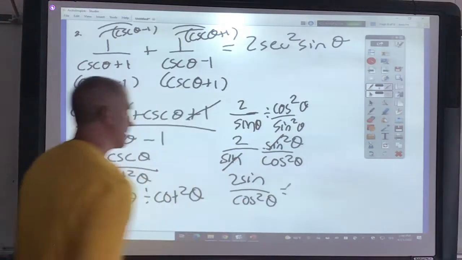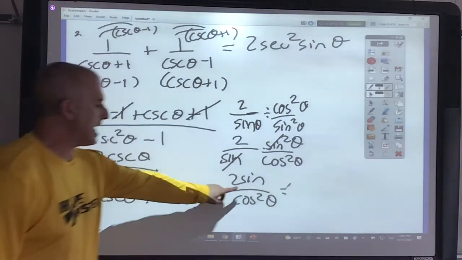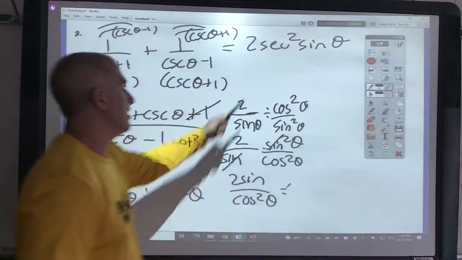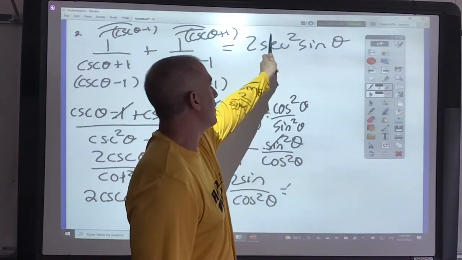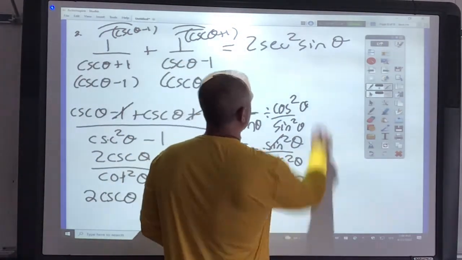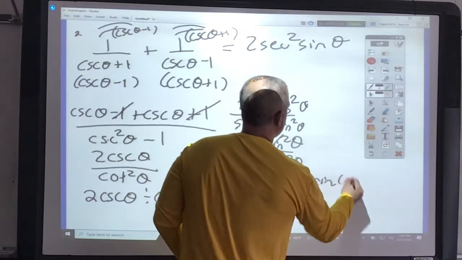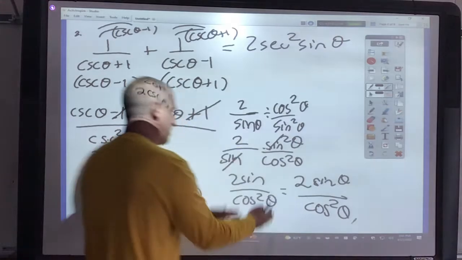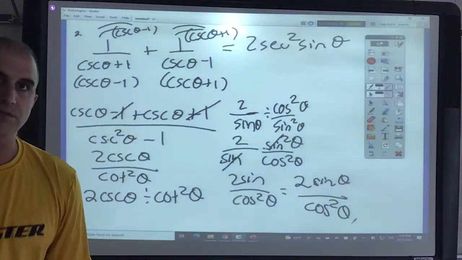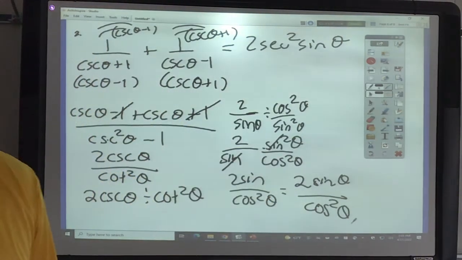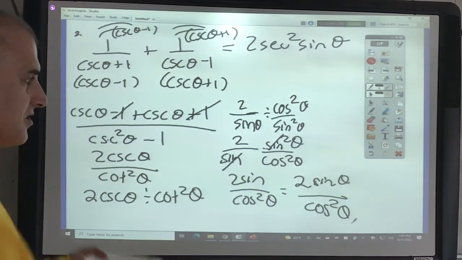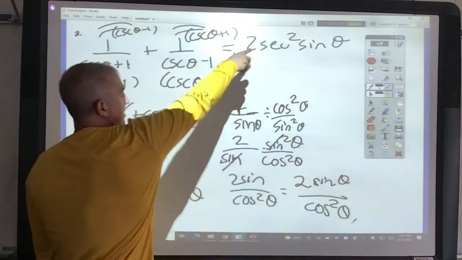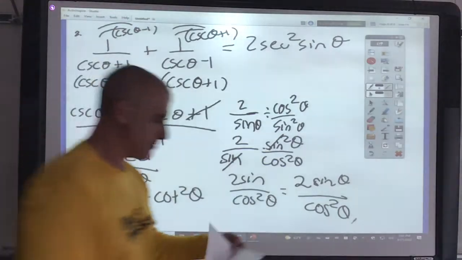Now, if you don't know that this turns into this, here's something else that I can accept. This I could convert to 2 sine of theta, and then secant squared is just cosine squared theta underneath. And as you can see, they match up. So sometimes you're allowed to convert them both sides, as long as you can show both sides are equal. You could have also just converted this to that.